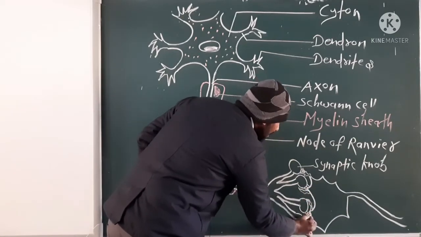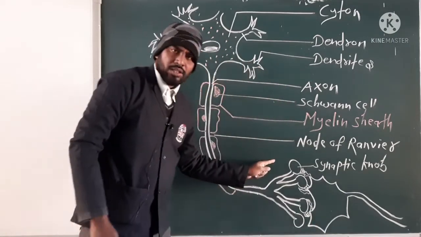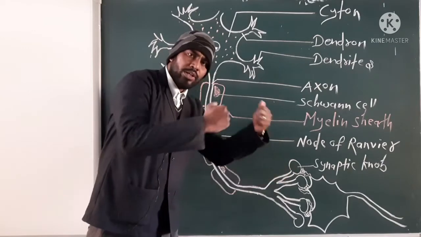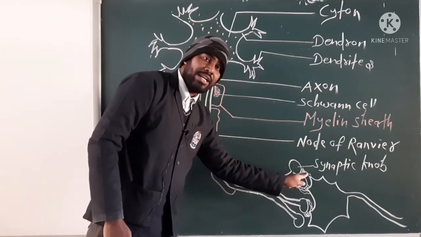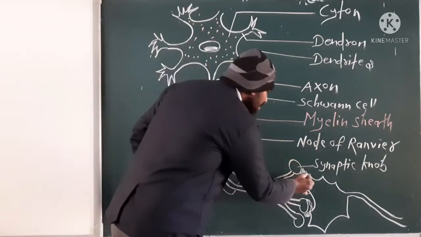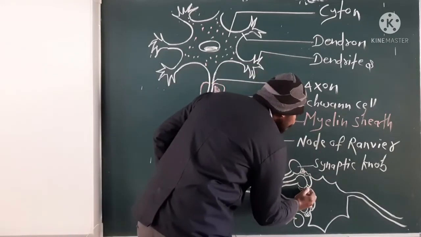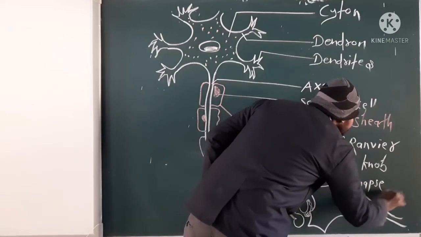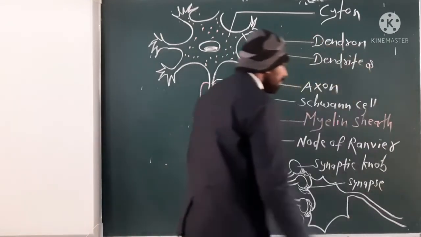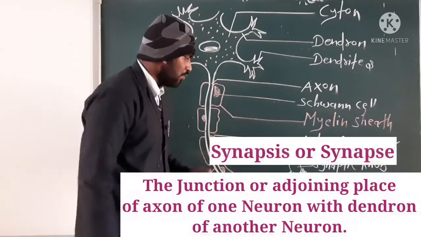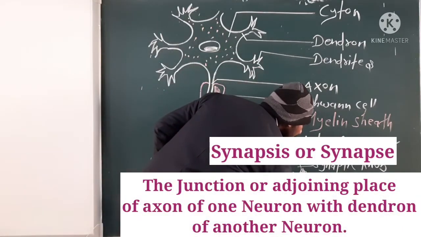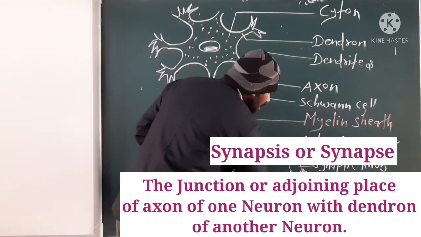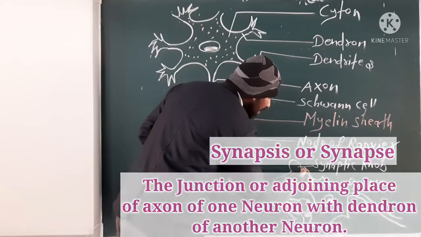So that junction, when the axon of one neuron is going to merge with the dendron or dendrites of another neuron, that junction is called synapse. Okay, it is called synapse or synapsis. That's the word given in biology for this junction, beta. Are you getting it? Or should I draw the diagram with colors, so it could be easy for you?